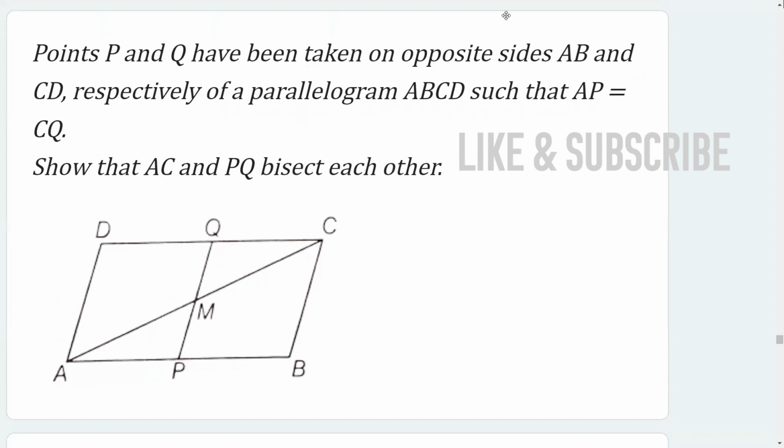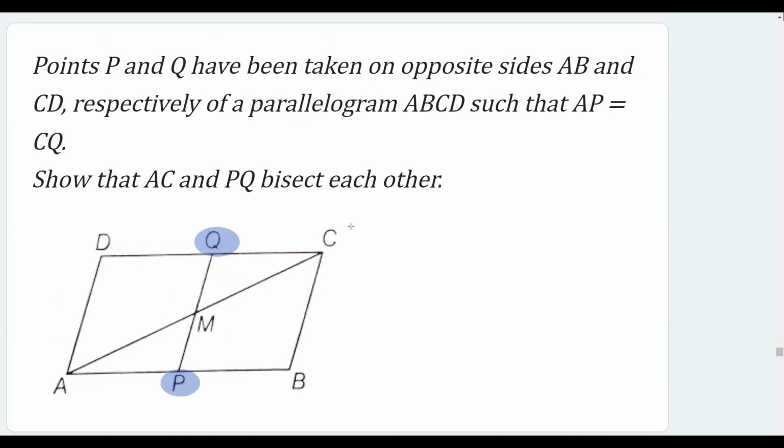In this question, it says that the points P and Q have been taken on the opposite sides AB and CD. That's very clear that AB and CD are two opposite sides of this parallelogram, such that AP is equal to CQ. So the length of AP is equal to CQ. Right. So what we have to show is that AC and PQ bisect each other. AC and PQ. That means we need to prove this is equal to this, and further this is equal to this.